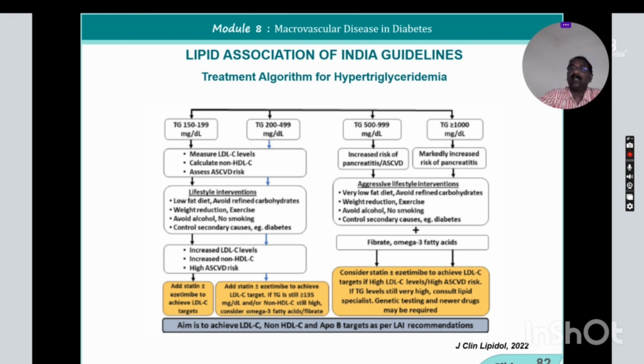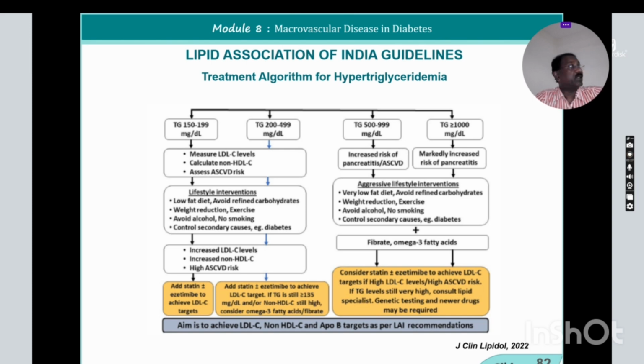See, this is the triglycerides treatment, again from the Lipid Association of India. See, TG between 150 to 200: do you treat? Usually not, only with therapeutic lifestyle measures. Lifestyle interventions only. When the TG is 200 to 500, measure the LDL-C, calculate the non-HDL-C, assess the atherosclerotic cardiovascular risk, lifestyle measures, and add the statin plus ezetimibe.